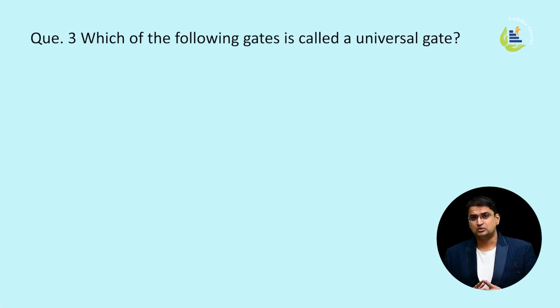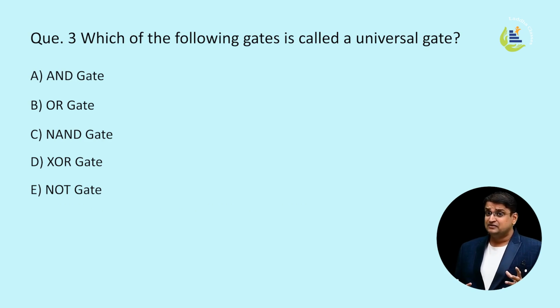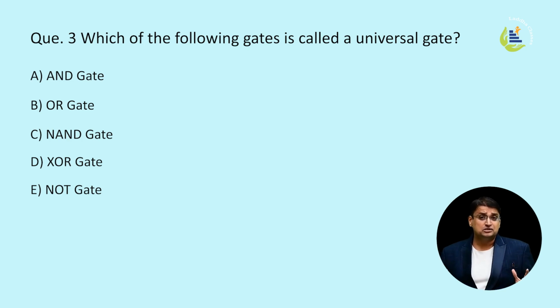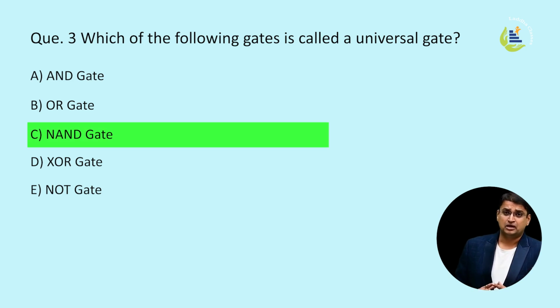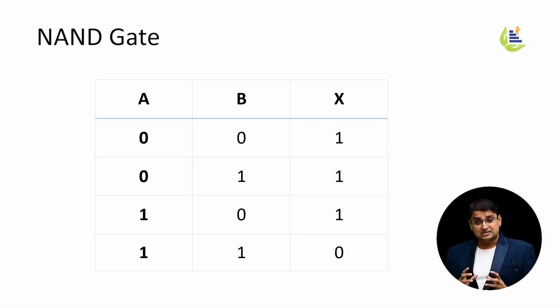Question 3. Which of the following gates is called a universal gate? Options are AND, OR, NAND, XOR, NOT. Correct answer option is C, NAND, because the NAND gate is considered a universal gate because it can be used to implement any other logic gate. Other gates like AND, OR, and NOT cannot perform all logical operations on their own.